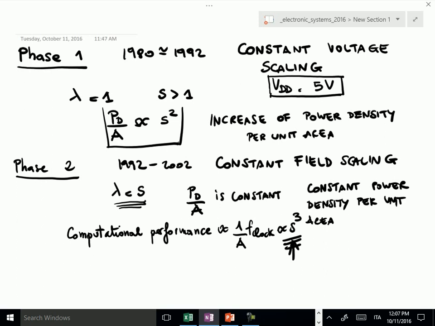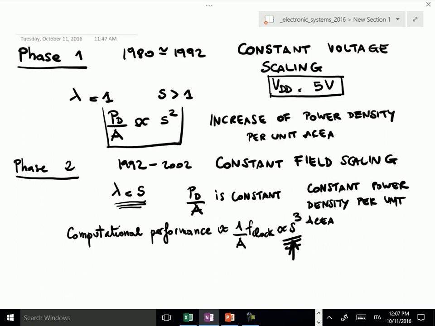And this has been one of the main engines of growth for the whole electronics industry and for the whole information technology. At a constant power, if you could cut in half the linear size of a transistor, you could multiply by 8 the performance of the chip at the same power consumption. Okay?